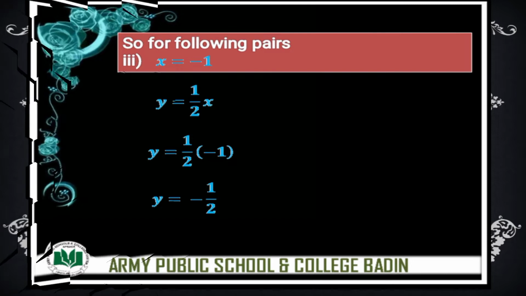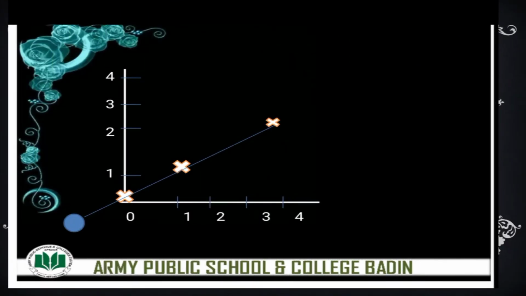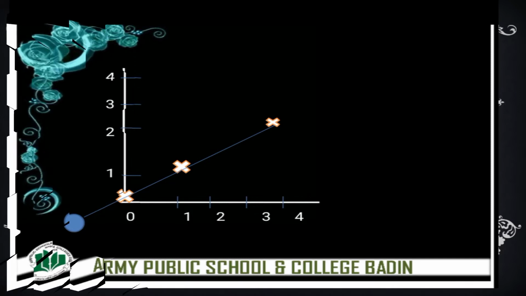Here are three different values of x and y, so we can easily locate the values on the graph. The graph starts from the point 0, the origin. The origin is 0, then 1, 2, 3, 4 on the x-axis and 1, 2, 3, 4 on the y-axis. We can locate these points on the graph and draw a straight line.